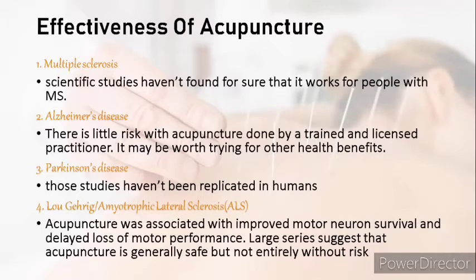For Parkinson's disease, those studies haven't been replicated in humans. For low-grade amyotrophic lateral sclerosis, acupuncture was associated with improved motor neuron survival and delayed loss of motor performance. Large series suggest that acupuncture is generally safe but not entirely without risk.